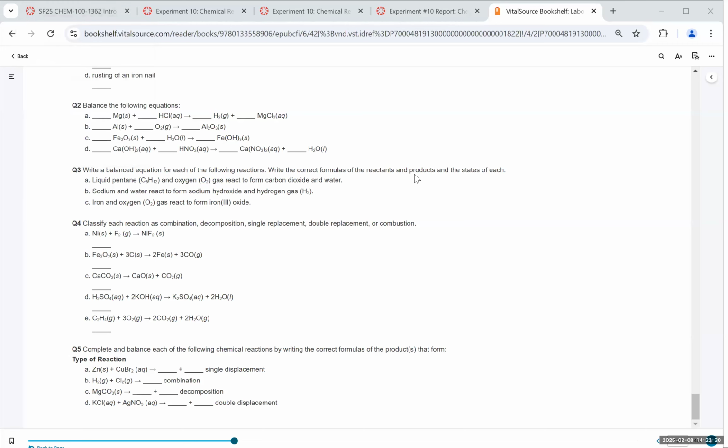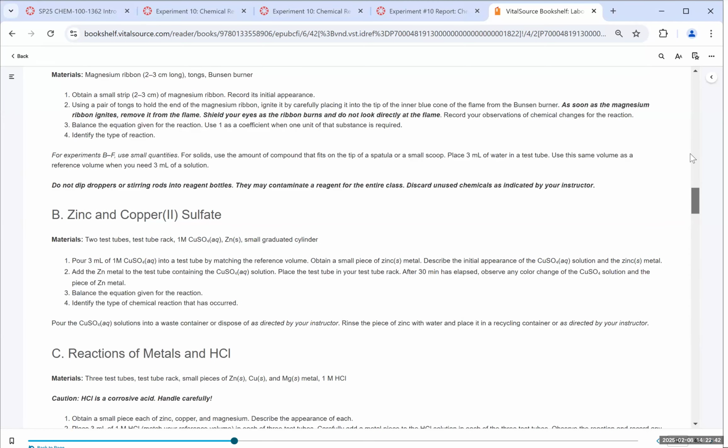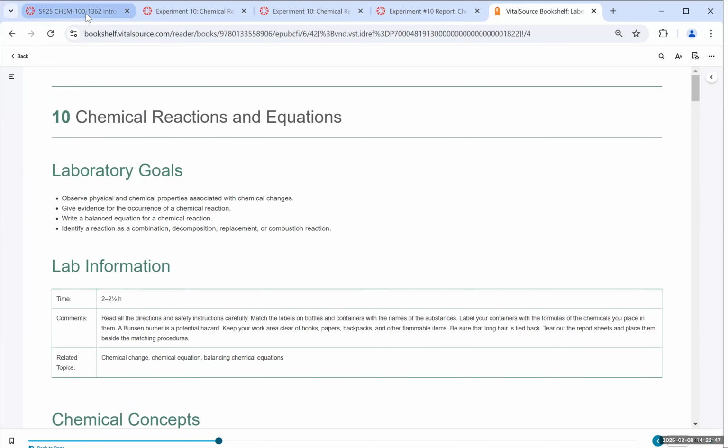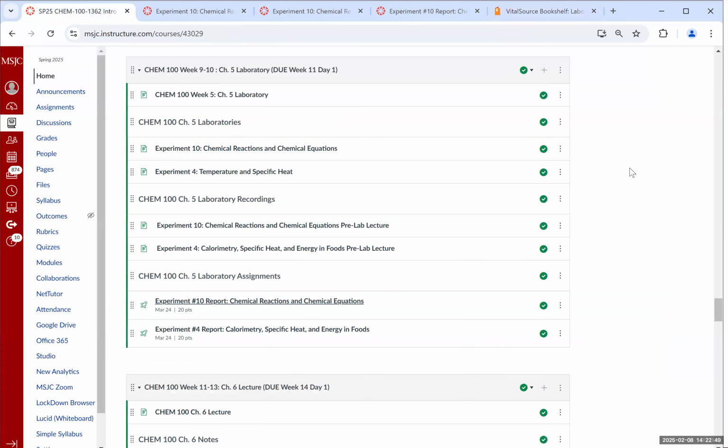Okay, so let's get started with today's discussion. Today we are going to be looking at the Chem 100 Experiment 10, Chemical Reactions and Chemical Equations. To this end, first and foremost, let's show where we're going to find this lab activity.